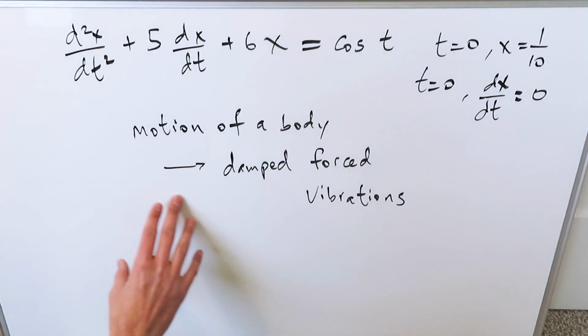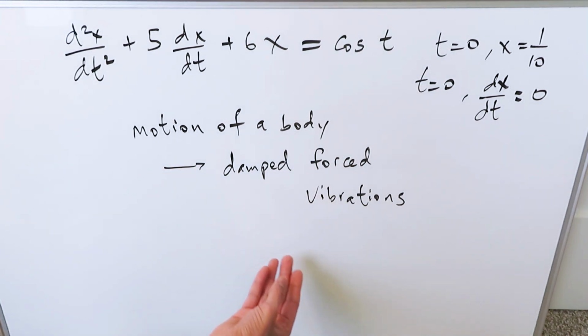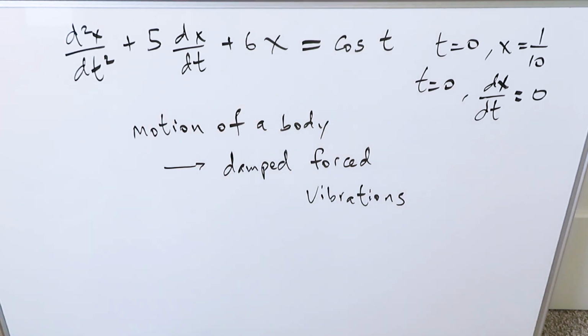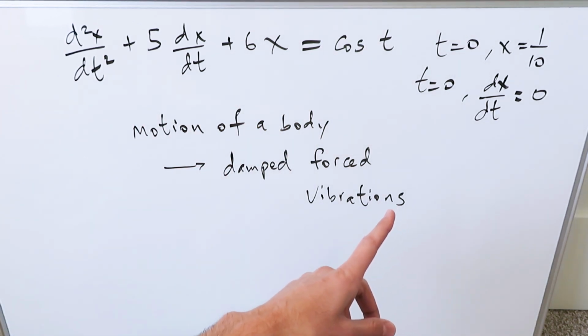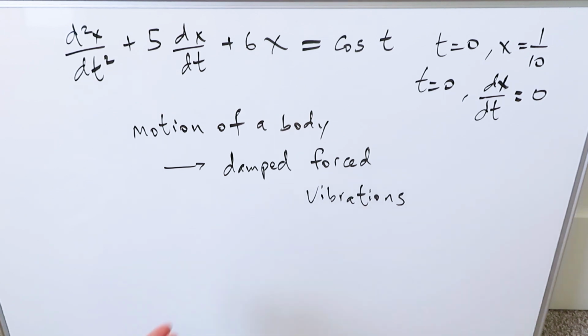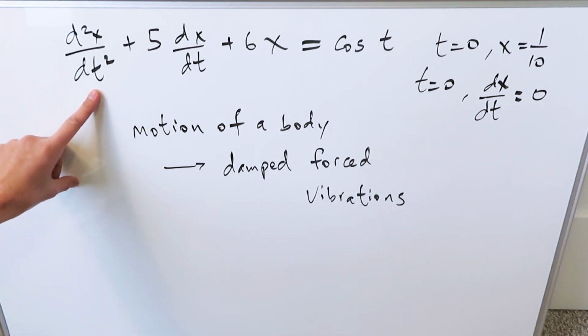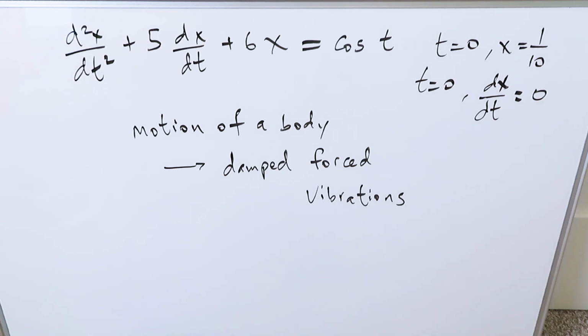You can Google this and research this for yourself, but for an object which is undergoing damped forced vibrations, you could see an equation such as this with boundary items such as those, and then you would have to solve it out and determine what is the solution of this differential equation. You have here a second order derivative with respect to x and t, d squared x over dt squared plus 5 dx over dt plus 6x is equal to cosine t.